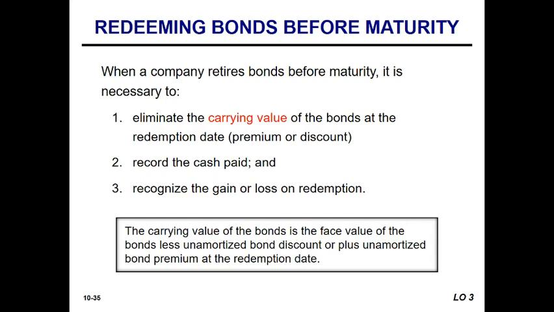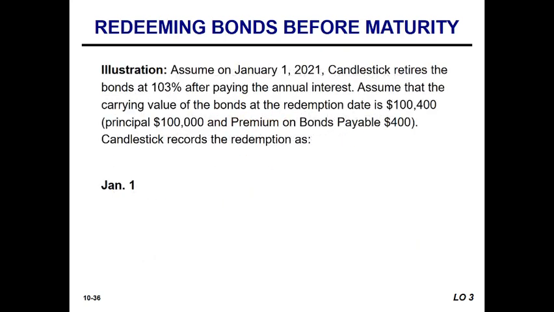To give you just a quick understanding how that works, let's look at how that would work for Candlestick. They're retiring some bonds that were issued at 103%. They have already paid the annual interest, so that is not a factor here. We're going to assume that the carrying value of the bonds at the date of redemption is $100,400. This is a principal of $100,000. Remember the face value of the bonds. And then they have a premium on bonds payable still currently on the books of $400.